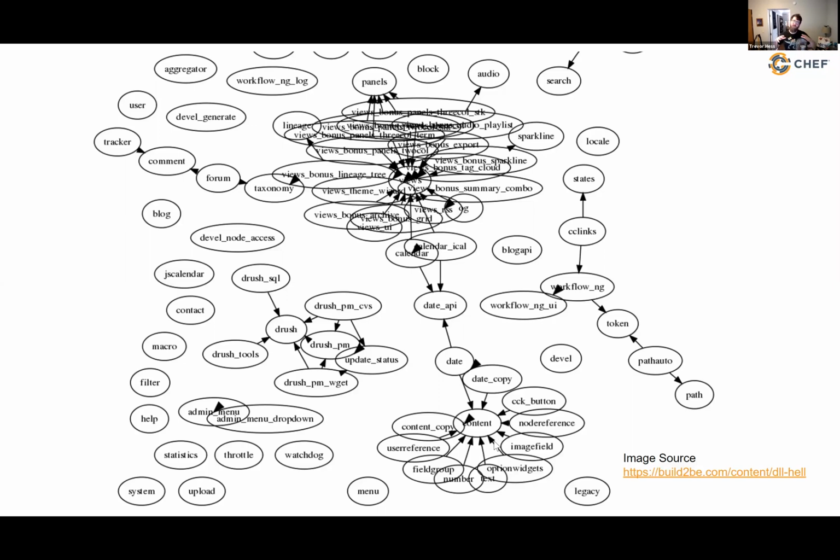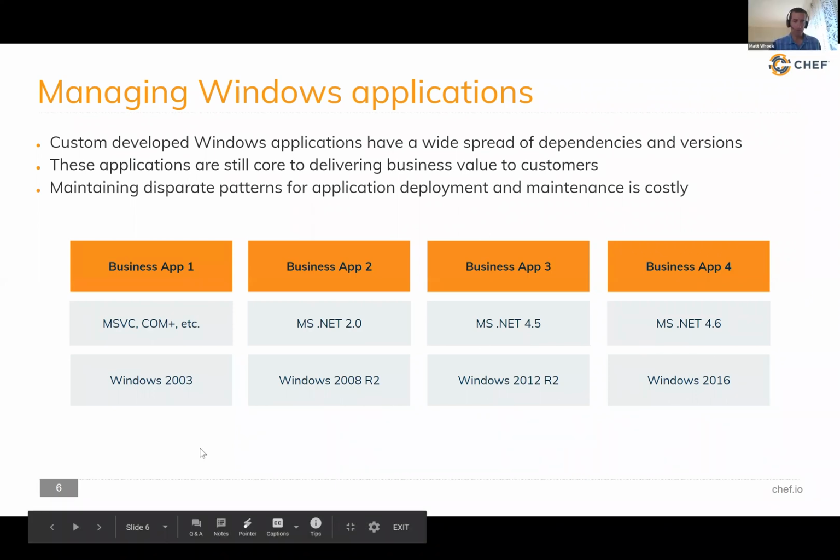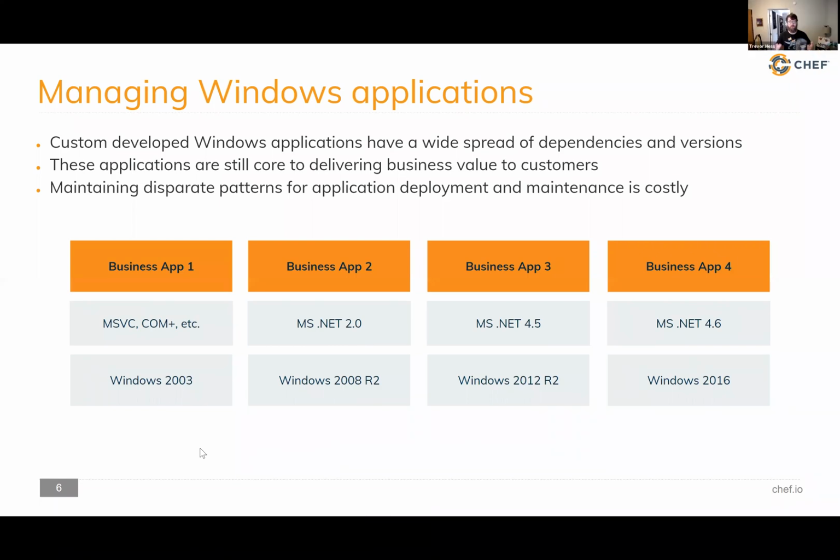But if we look from a more broad perspective at the way that our applications look and the disparate nature of things, if you want to go forward one there, custom developed Windows applications often have a very widespread set of those dependencies and versions. You may have old applications running from 2003 that are still delivering core business value that your customers still expect you to deliver, but it doesn't quite justify the cost of rebuilding at this time because it still works and it's still delivering that consistent recognized value to your business.